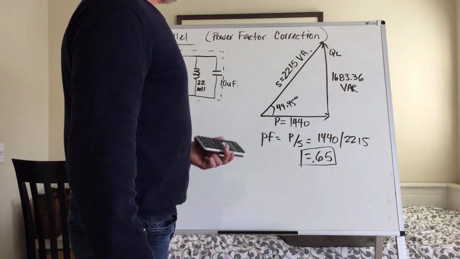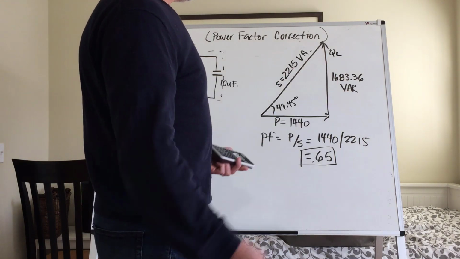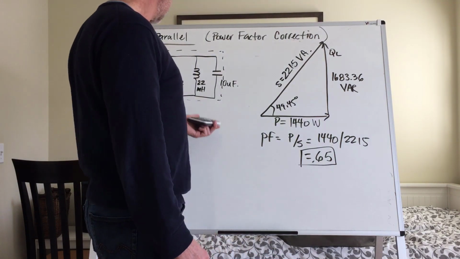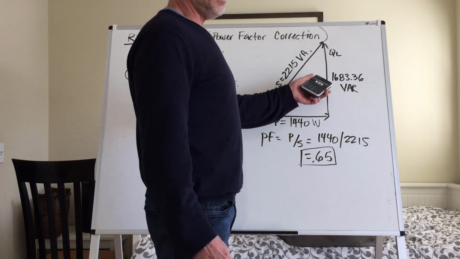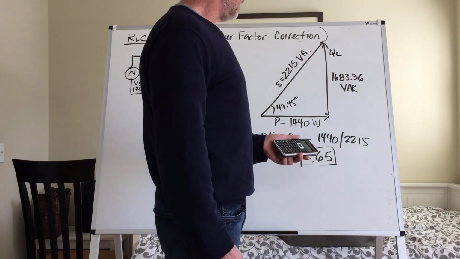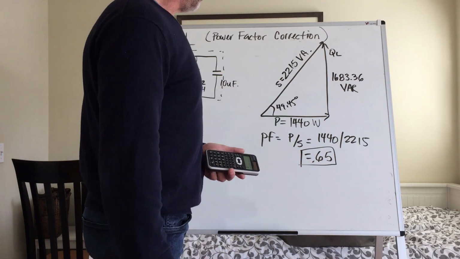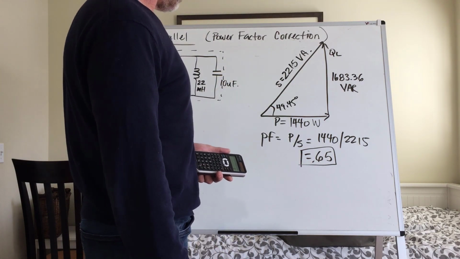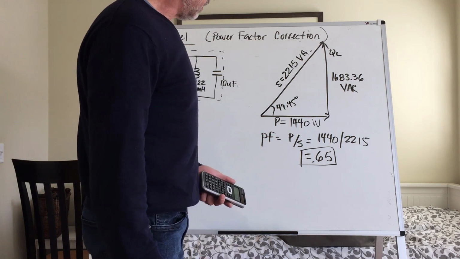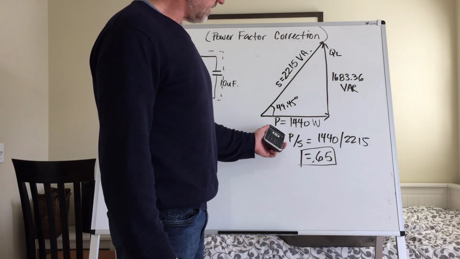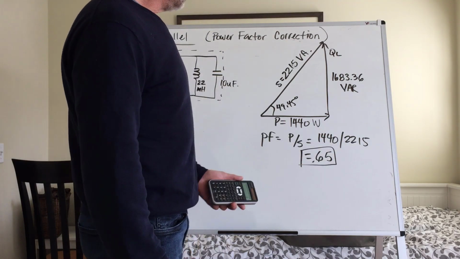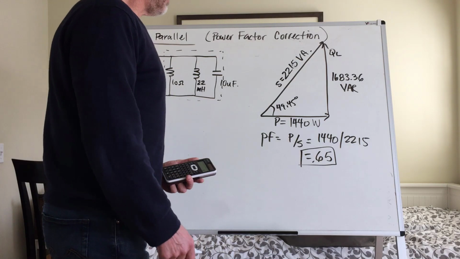Okay, so I just cleaned things up by redrawing the power triangle, so we got rid of a bit of clutter. Remember, this is our P value in watts of real power, coming from our resistive branch. Here's our net reactive power, QL net, 1683.36, and our S value for our original power triangle without correction. Notice if we determine our power factor, cos theta or P over S, real power over apparent power, 1440 over 2215, I come up with a 0.65 power factor.